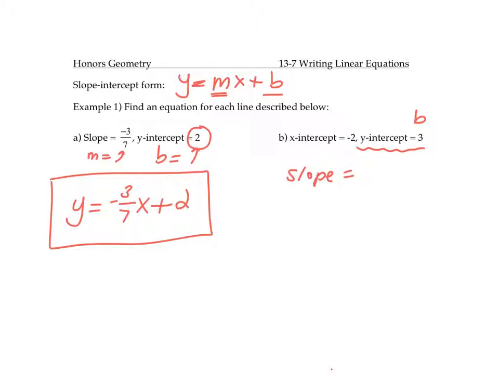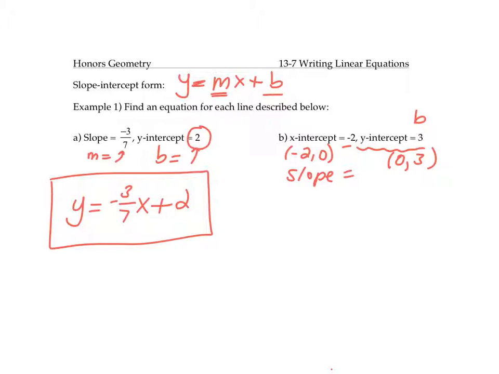If the x-intercept is -2, that's given to us, that means the line is going to go through the point -2, 0 on the x-axis. If the y-intercept is +3, it means the line would go through the point 0, 3 on the y-axis. Now that you have 2 points, you can find the slope.